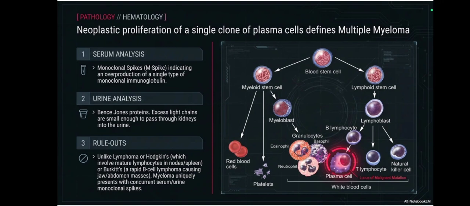Proteinuria and Bence-Jones proteins. Multiple myeloma cells secrete complete immunoglobulins and/or free light chains. Diagnostic marker in serum is M spikes detected via protein electrophoresis. In urine, excess light chains known as Bence-Jones proteins pass through the kidneys and are detected in the urine.